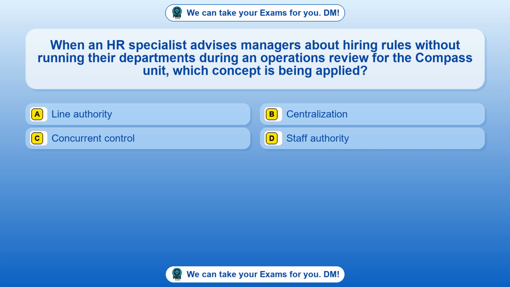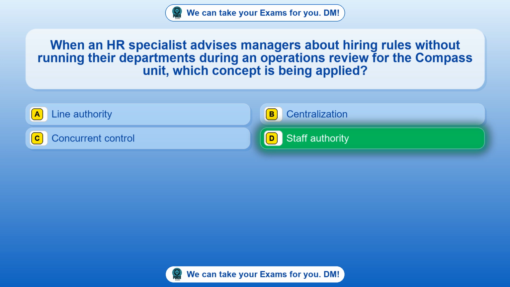Question 25. When an HR specialist advises managers about hiring rules without running their departments during an operations review for the Campus unit, which concept is being applied? Option A, line authority. Option B, centralization. Option C, concurrent control. Option D, staff authority. The correct answer is option D, staff authority.